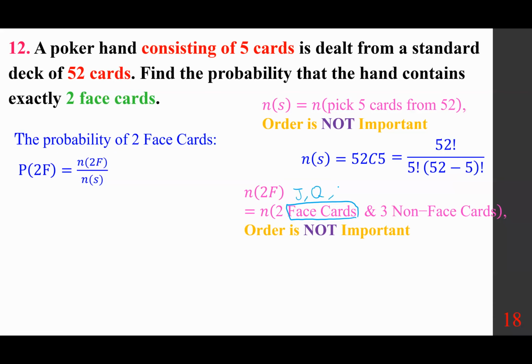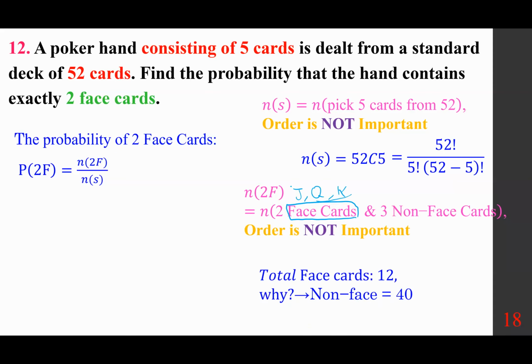Jack, Queen, and King. Those are the face cards. So we have 3 of them. We have 4 suits. So we have 12 face cards. And the rest of them, 52 minus 12, are the non-face cards.